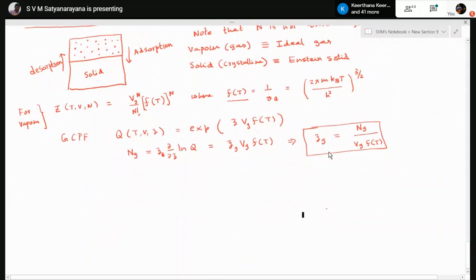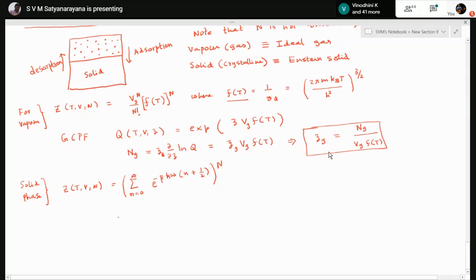Now let's look at the Einstein solid. So you can see that for the solid phase, my partition function for N is going to be the sum over small n equal to 0 to infinity of e to the minus beta h bar omega into (n plus half). These are the eigenvalues of the harmonic oscillator. This is for one particular oscillator, and then raise this to the power of N, if there are N.